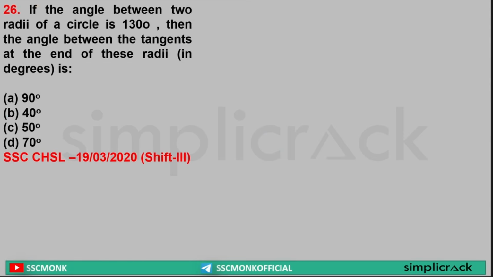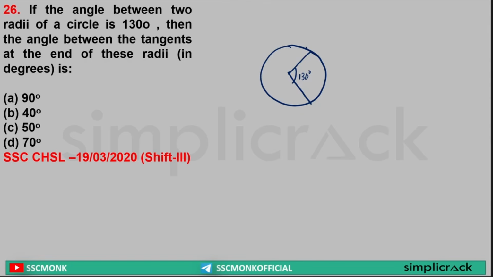Next, if angle between two radius of a circle is 130 degree, then angle between the tangents at the end of these two radius. See, this is a very tricky question. You need to understand this. See, this is a circle, okay? Now see, this is one radius, this is another radius, and this angle it has given what? 130 degree.